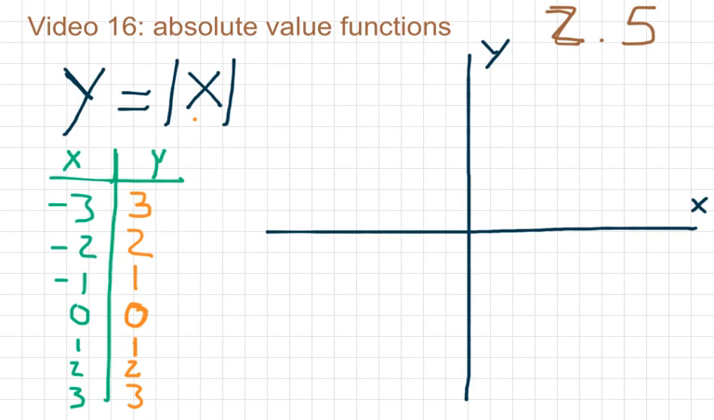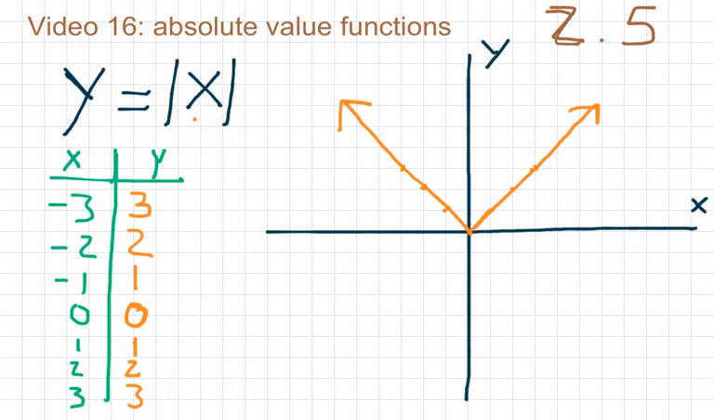So I plot these points. So I'll plot -3, 3. That's right there. -2, 2 is right here. -1, 1 is right there. 0, 0, 1, 1, 2, 2, and 3, 3. So what you see here is that this makes a V-shaped graph. That's what absolute value functions will do. They'll make a V-shaped graph. Sometimes they'll point down if it's a negative absolute value, but here it's a regular old positive absolute value. So it points up in an upward V motion, and that's where it goes.